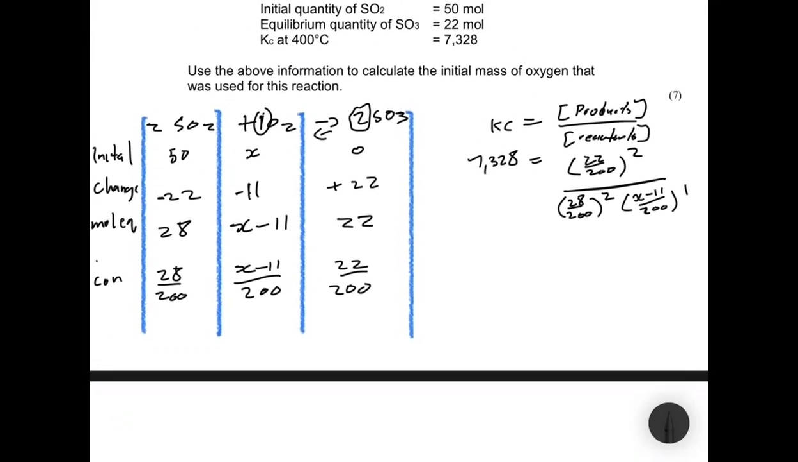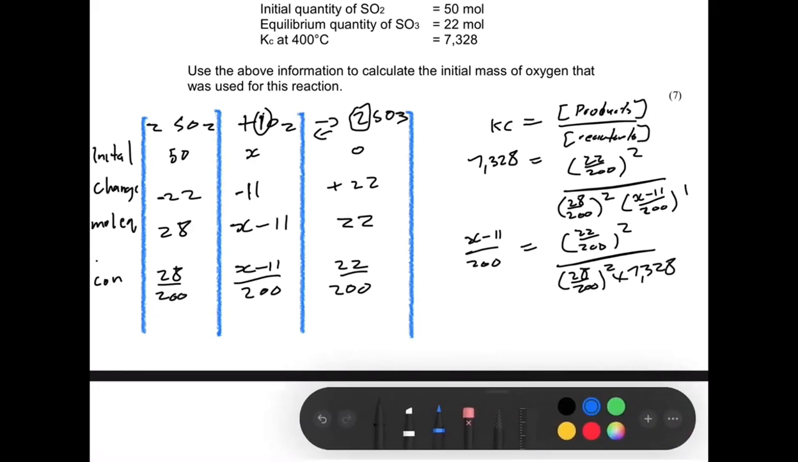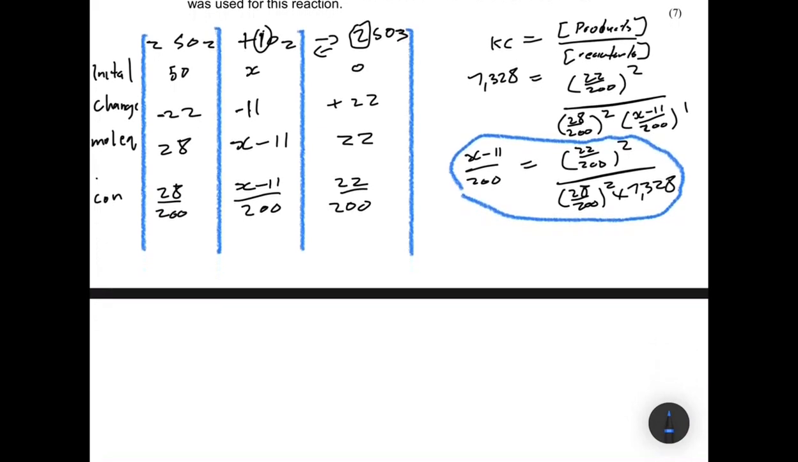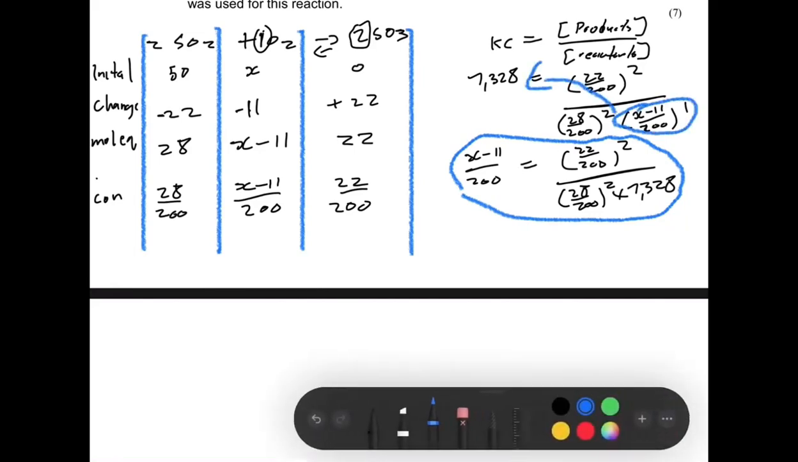So now we have to solve for x. How are we gonna do that? What we can do here, we can say that x minus 11 divided by 200 is equal to 22 divided by 200 squared, divided by 28 divided by 200 squared, multiplied by 7.328, right? This step here might be confusing to some, but it's mathematically true, right? You can check it out and see if it works. So every time you're solving a question like this in Kc, you can just take a term in the denominator and swap it with the term on the other side of the equation, right?